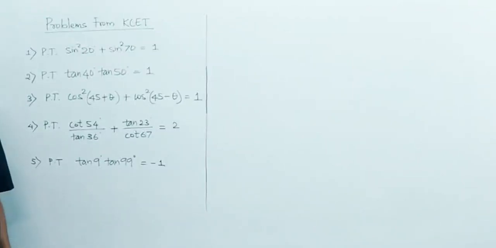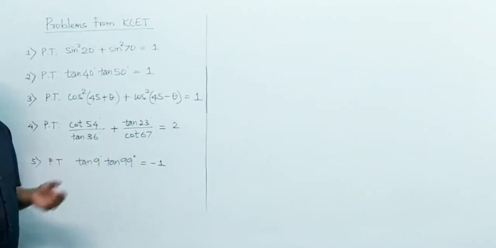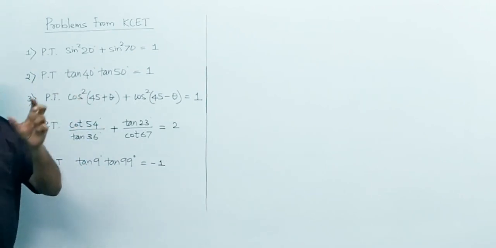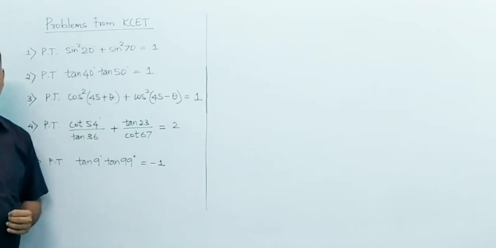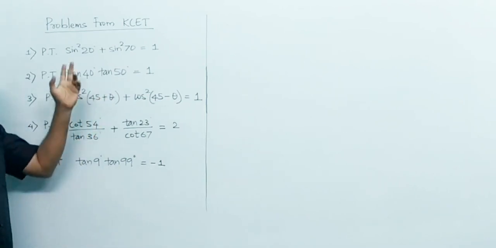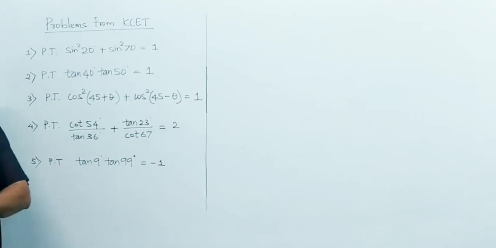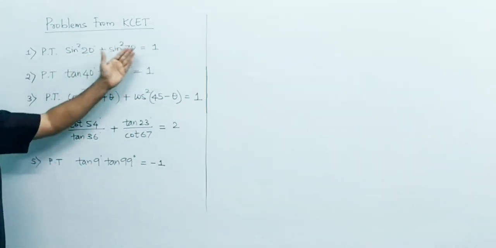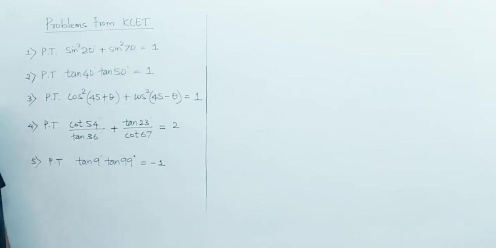Hello students. So here I have taken a few problems on allied angles which have appeared in CET. There you will have 4 options, that is MCQ questions. Here I have taken it as a prove that, instead of giving options, I have taken the answer. You are required to prove that LHS is equal to 1.